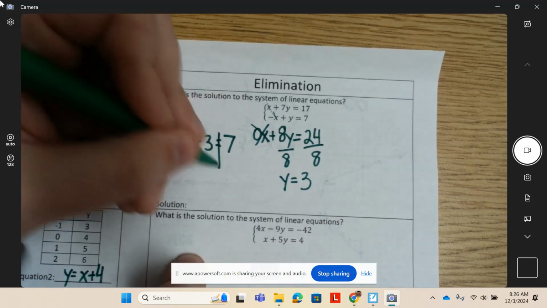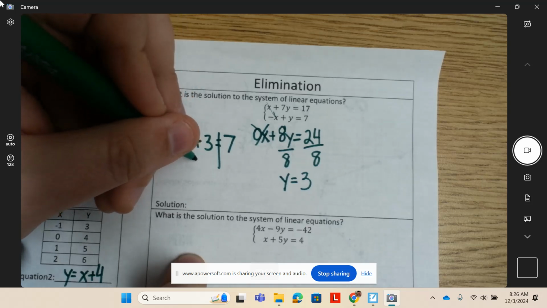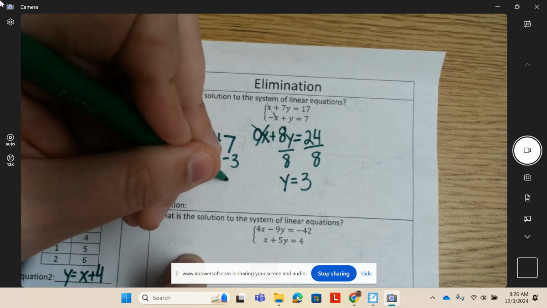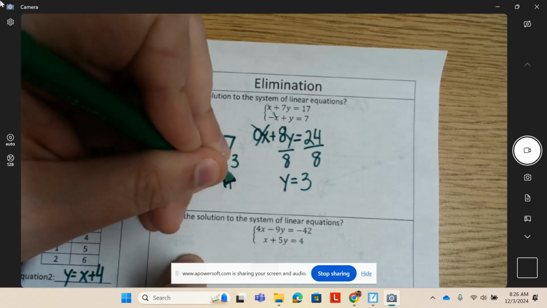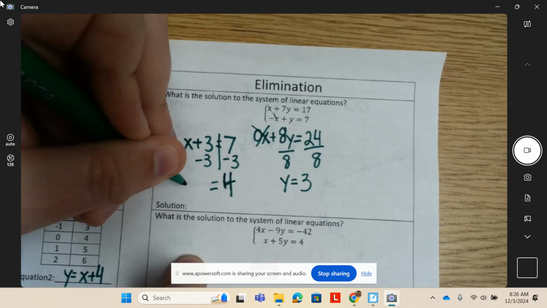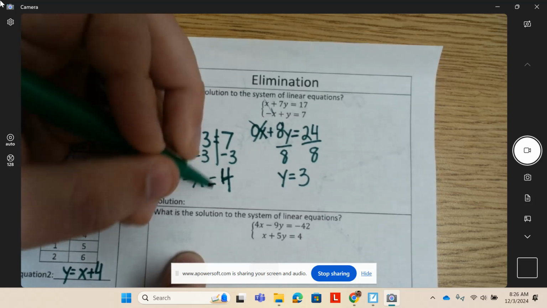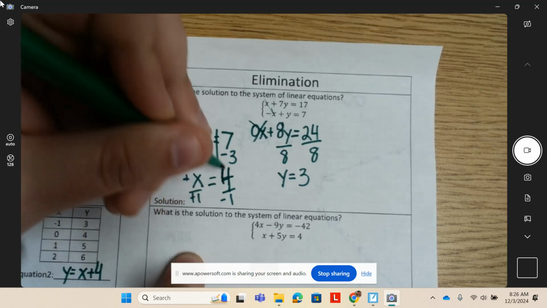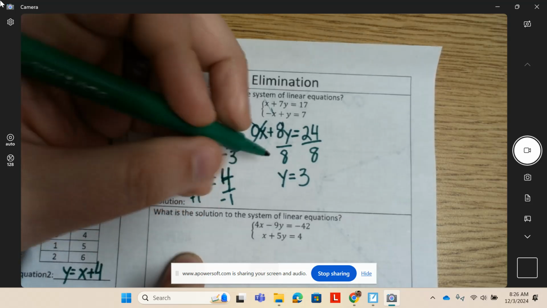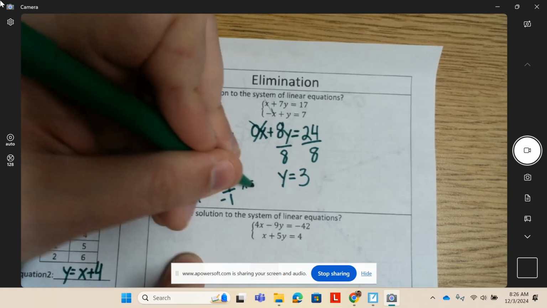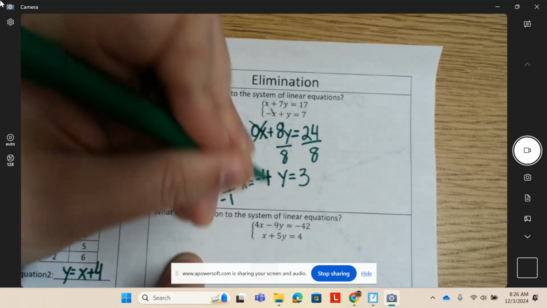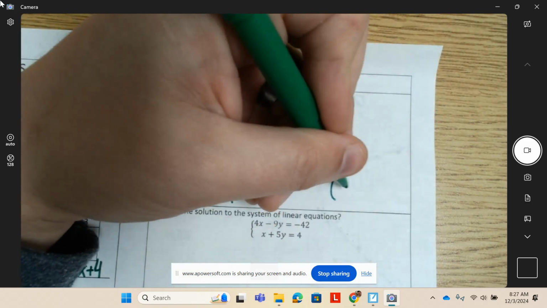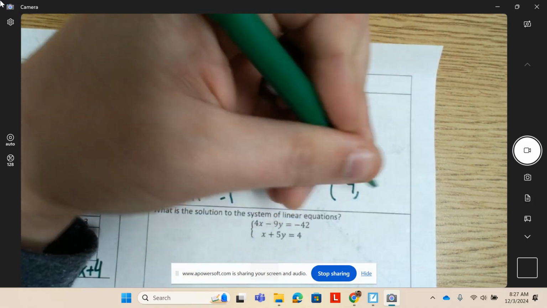So just going through my quick couple of steps to solve for x this time. I'll subtract 3 from both sides. Gives me a 4 over here equals negative x. And so if I divide by negative 1 on both sides, that changes that to a positive and that to a negative. So my x value is going to equal negative 4. So those two together give me my solution. That coordinate pair would be negative 4, 3.